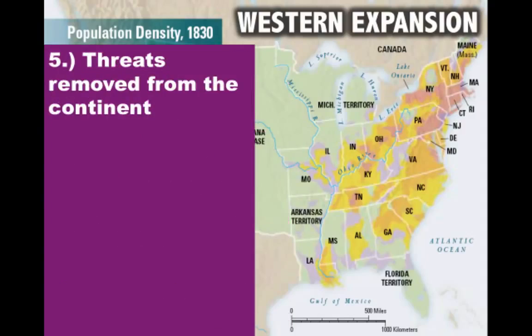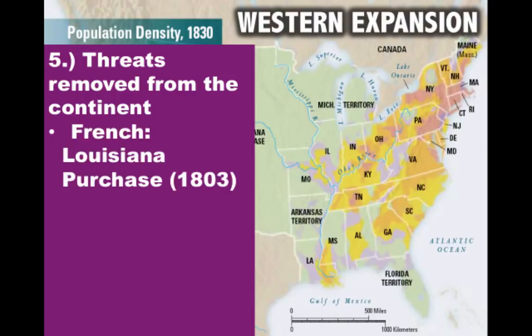Other reasons for this western expansion are that threats are removed from the continent. For instance, Napoleon was hoping to create a French empire once again on the North American continent, but that all disappears because in 1803, Jefferson gets the Louisiana Purchase, doubling the size of the U.S. without having to go to war.